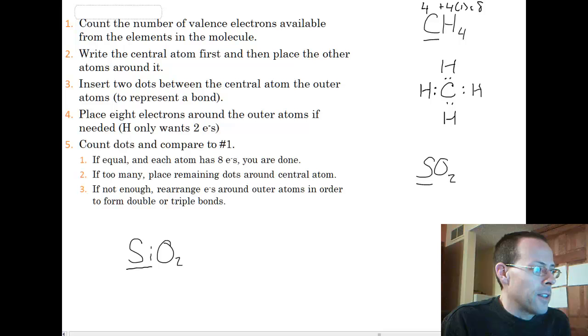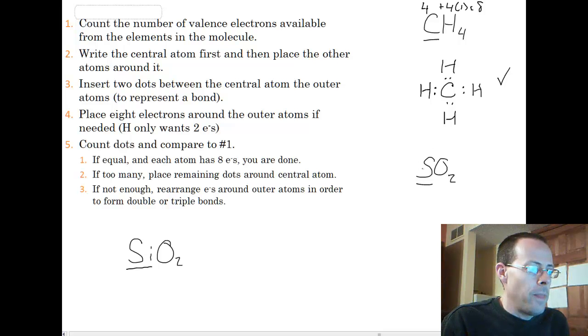Finally, count the dots and compare to your answer to number 1. So if we count these dots, we have 2, 4, 6, 8. We're going to compare it to number 1. If equal, and each atom has 8 electrons, you are done. Alright, so this is the electron configuration for CH4.